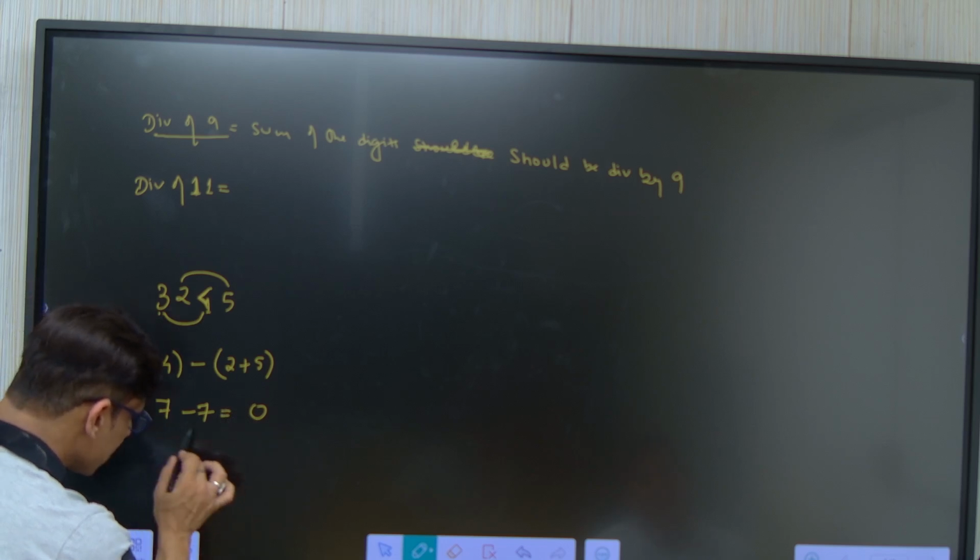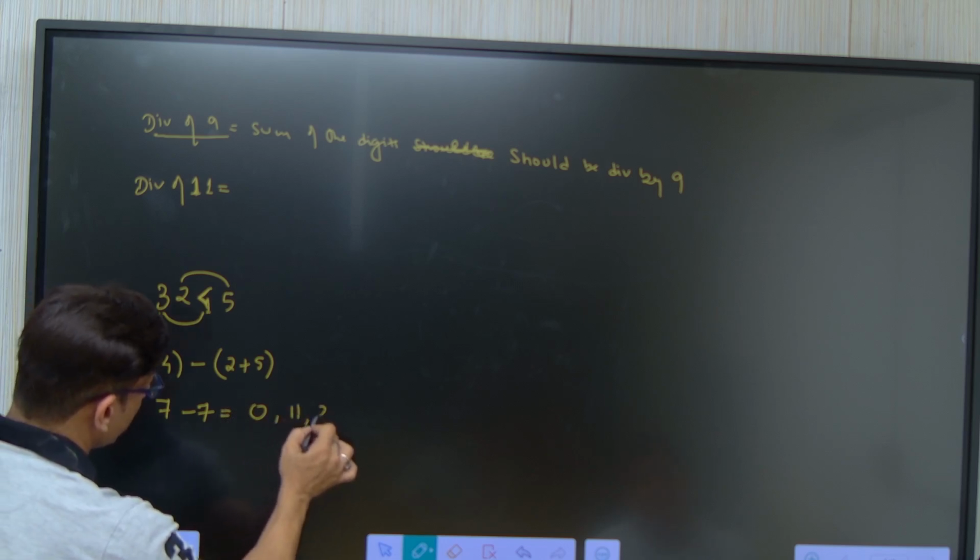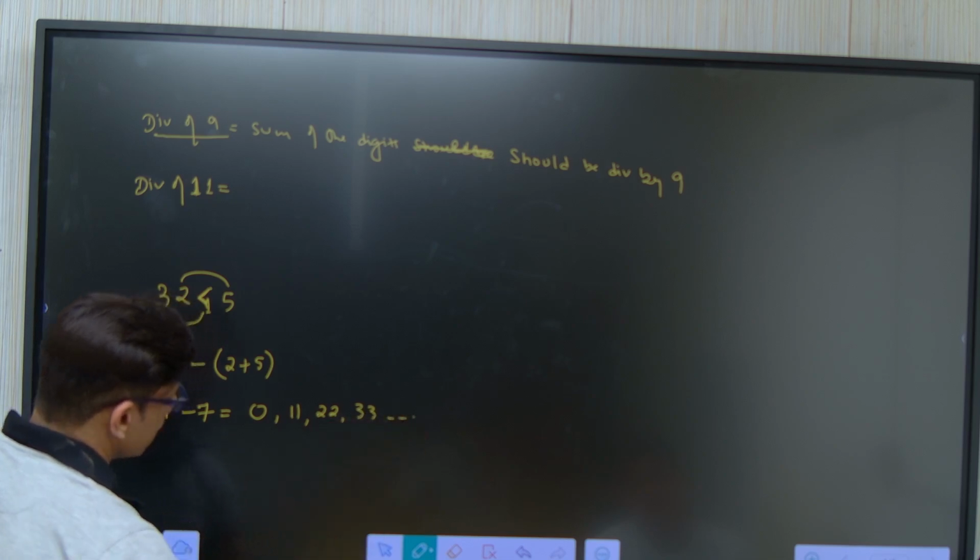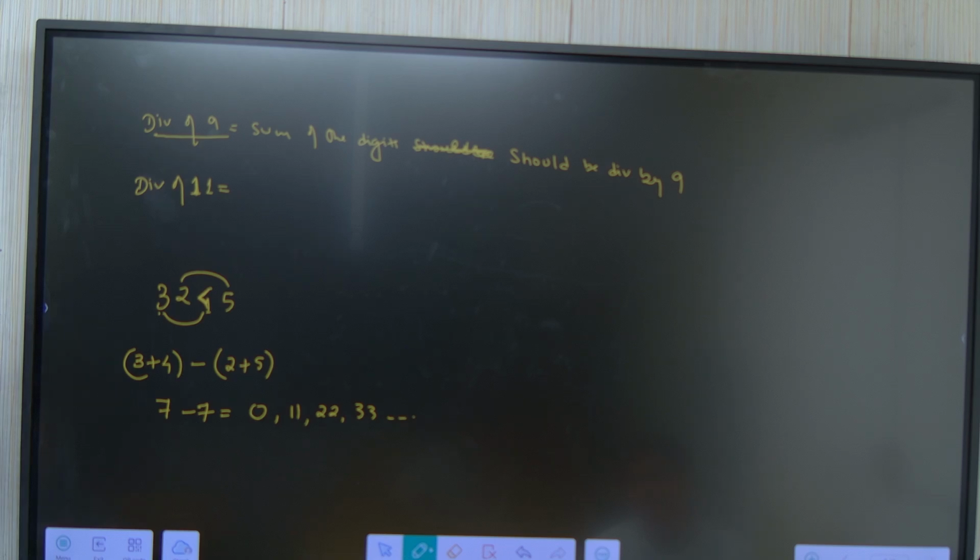If this difference is 0 or 11 or 22 or 33, either the difference should be 0 or it should be 11 or 22 or 33, then the number is definitely divisible by 11. Let's check. So for 3, 2, 4, 5, what comes at the end? 0. Should be divisible by 11. 11 2s are 22, 104, 11 9s are 99, 5 and bring down 5, 11 5s are 55, 0.